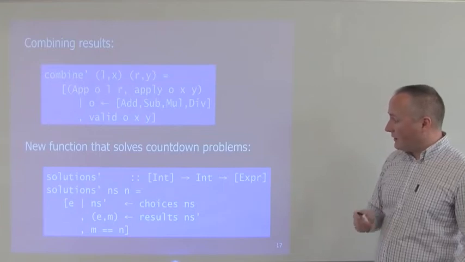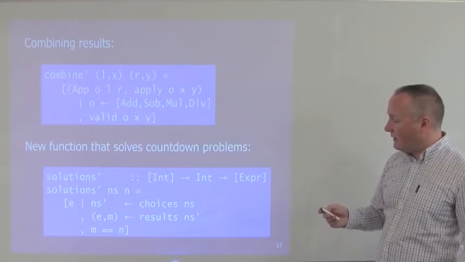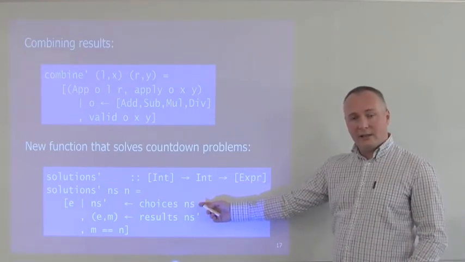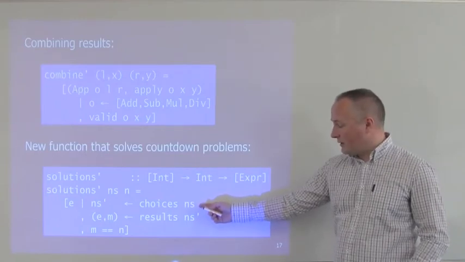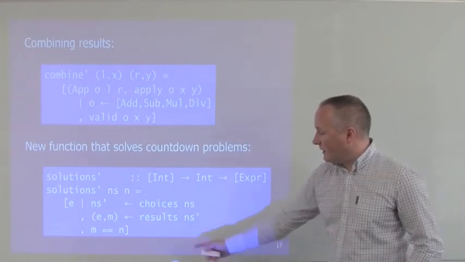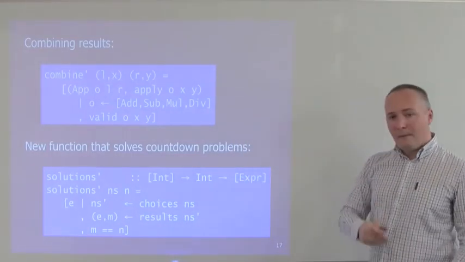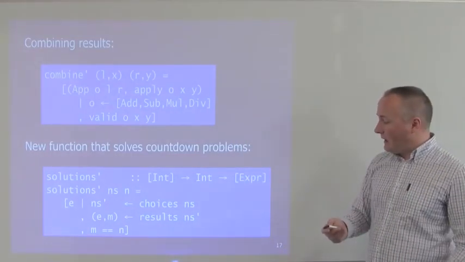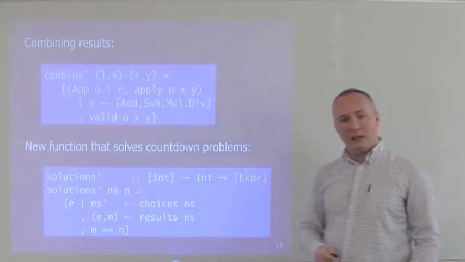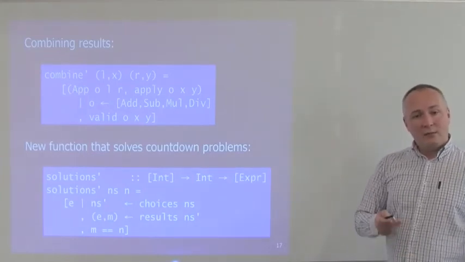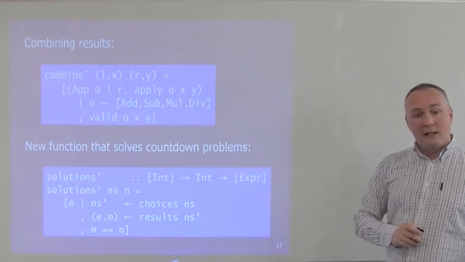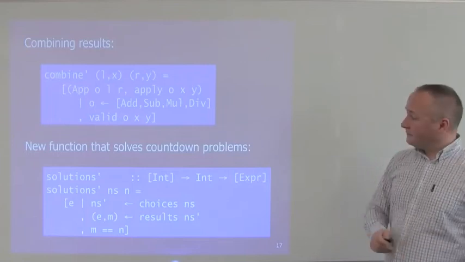So how does it work? Well, given 6 numbers ns, given a single target n, we start off the same as before. We consider all possible choices from these 6 numbers, so this will construct a large list of all possible choices. But now we simply call results with each of these choice lists, and we will get a valid expression e and a resulting number m. And all we need to do then is check, is the number m here equal to what we want? If it is, we keep the expression. So again, it's a nice one-line program which is solving the countdown problem. Spread it out over 3 lines for readability here, but essentially, again, it's a one-line program.